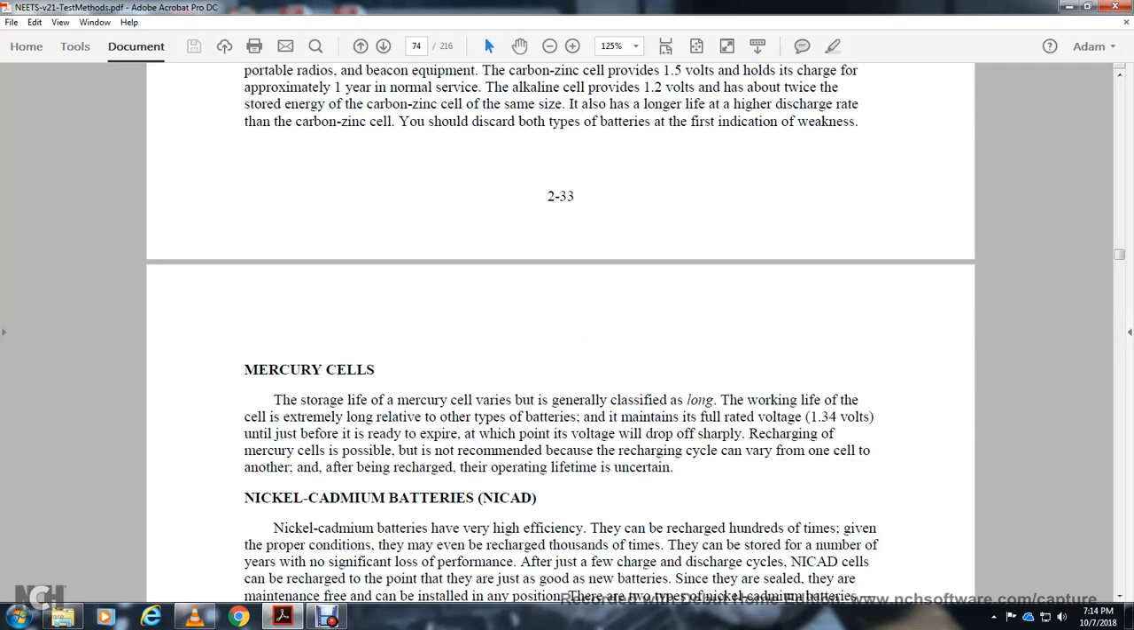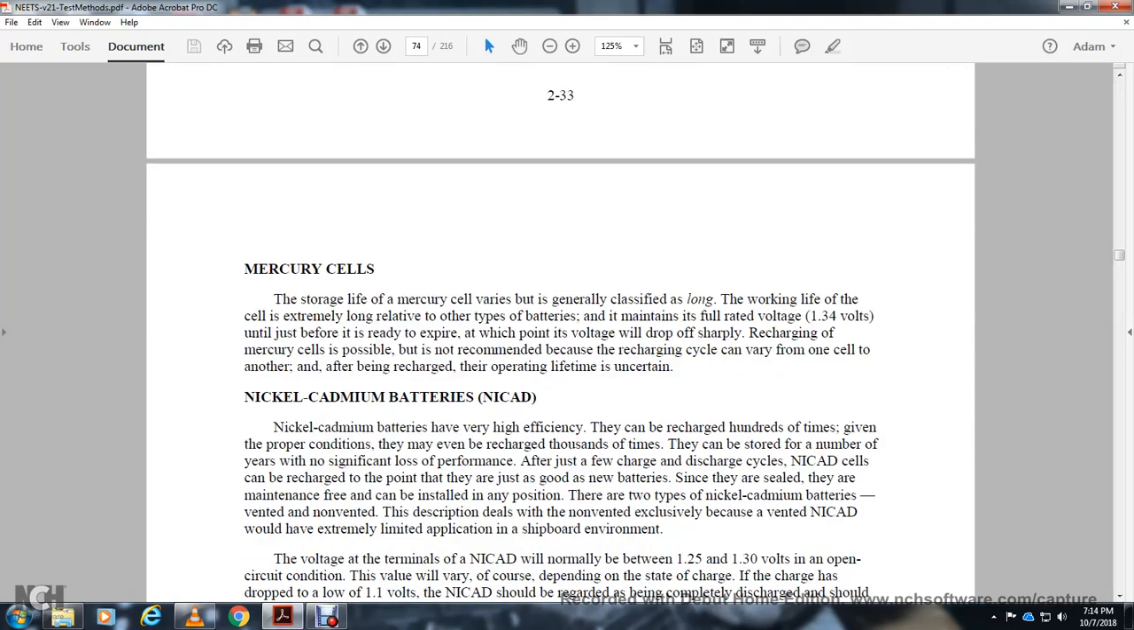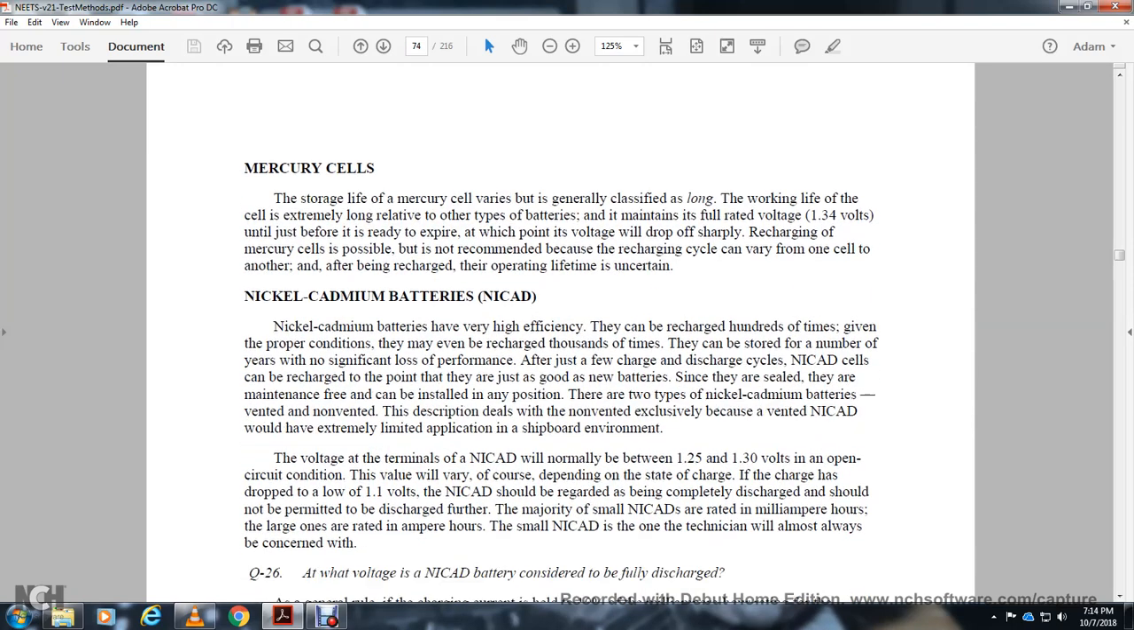Mercury cells. The storage life of the mercury cell varies, but generally the working life of the cell is extremely long relative to other types of battery. It maintains the full rated voltage of 1.34 volts until just before it is ready to expire, when the voltage drops off shortly. The recommended peak of the recharging cycle can vary from one cell to another. After being recharged, the lifetime is uncertain.